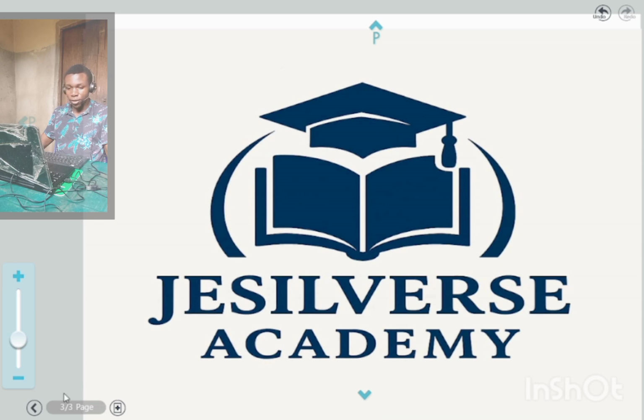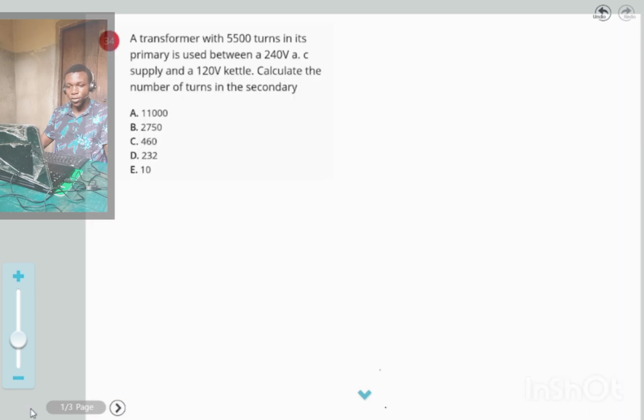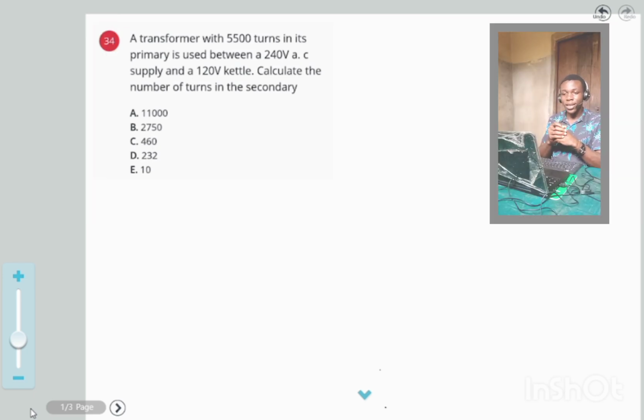So firstly, it's on physics. Here we have a transformer with 5,500 turns in its primary coil, or winding, used between a 240 volt AC supply. In other words, the input voltage is 240 volts, and a kettle of 120 volts. That means the output voltage is 120. Definitely it is a step down transformer. So calculate the number of turns in the secondary coil.